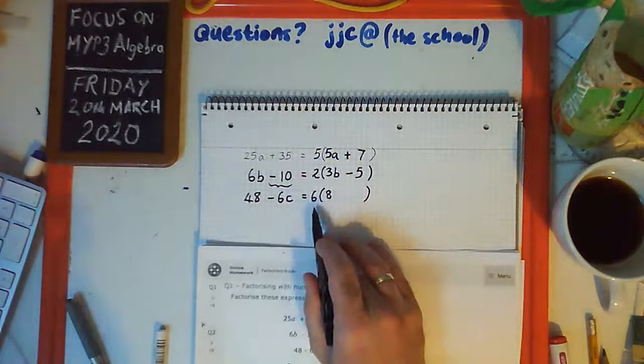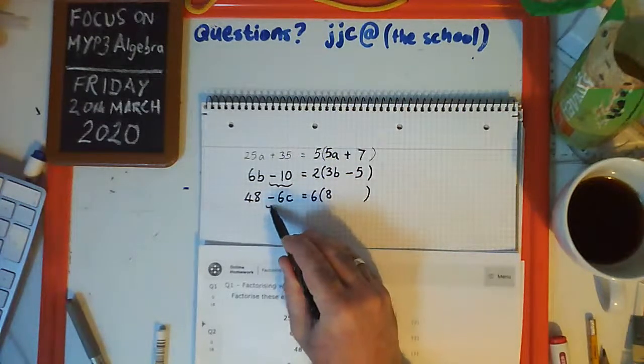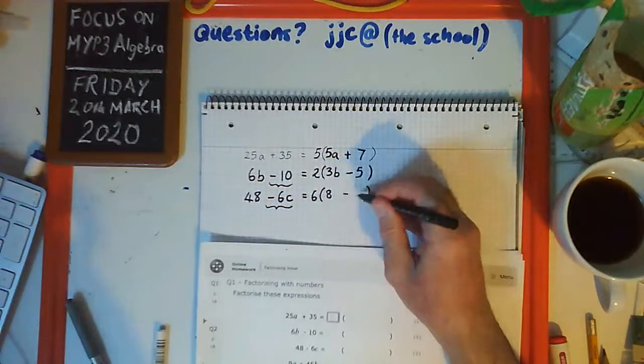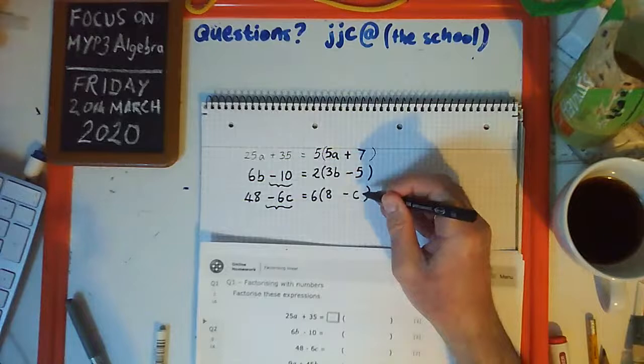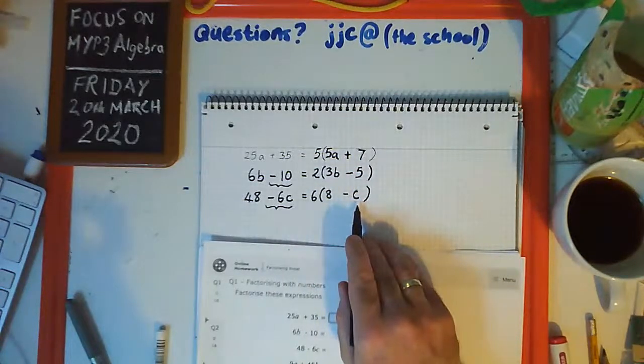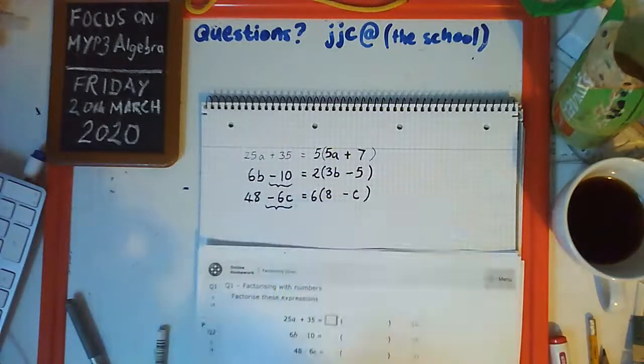And then 6 times what inside the brackets will give me minus 6c. So I'm going to need a minus there. I'm going to need a c there. So 6 times minus c inside the brackets will give me minus 6c when I multiply those brackets out. So that's number 3. 3 down, 5 to go on this block.